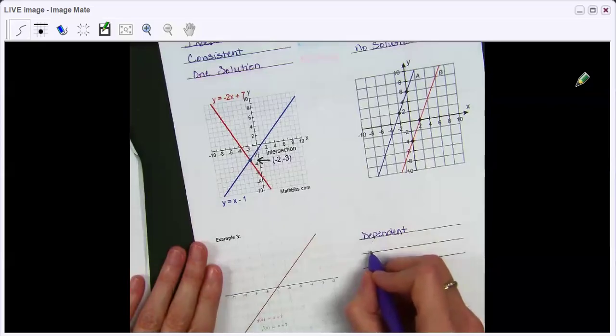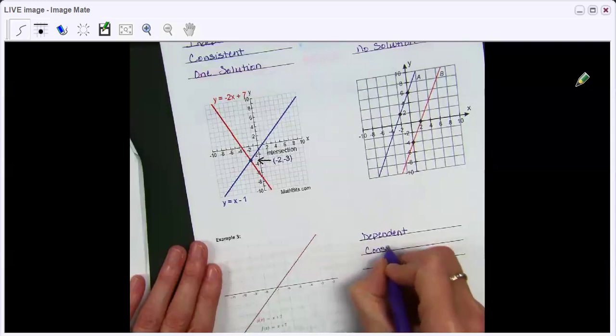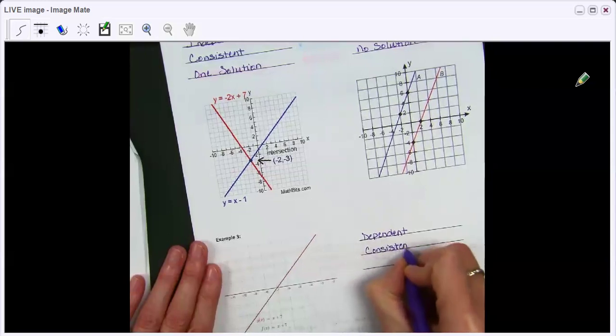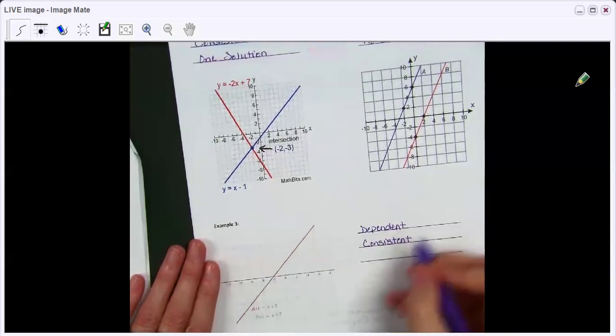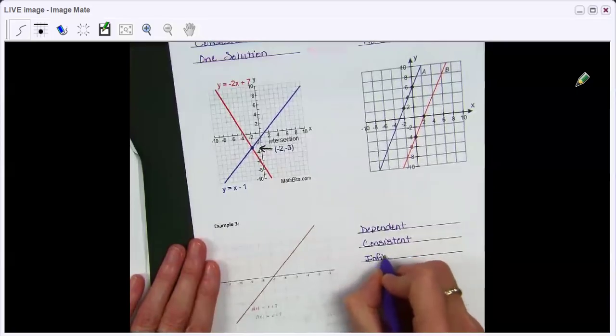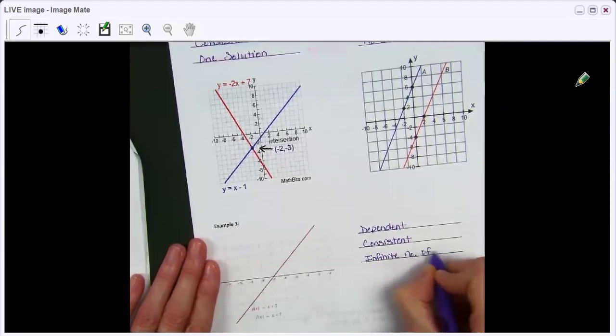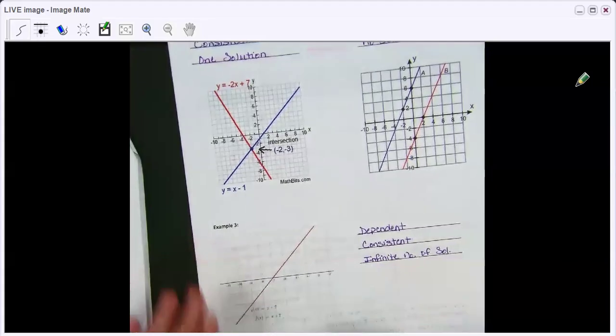Would they be inconsistent or consistent? Yeah, consistent because they share every point. And then they have an infinite number of solutions. You could do the infinity sign for that one if you wanted to. All right.